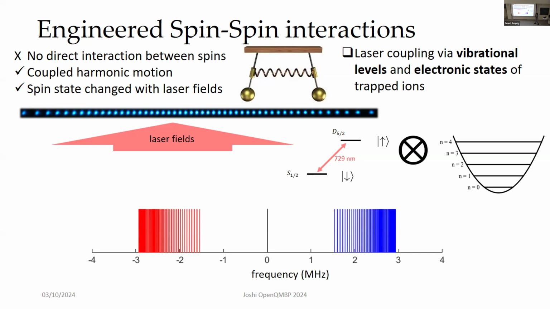The other peaks that we see in the spectrum are called the red sideband, where you tune your laser beam on the red side of this two-level structure. And then we have some blue sidebands.